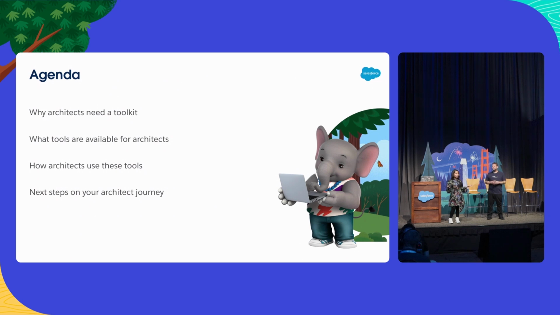And this is what we're going to be doing for the next 20 or so minutes. We're going to start with talking about why it's really important for architects to have a toolkit, so you're not making things up as you go, so you don't feel like you're not sure if you're making the right decision. Then we're going to talk about the tools that are available from our team to make your life as an architect or as an aspiring architect easier. We're going to do a couple of demos to show you how to access and use these tools, and then we'll give you some next steps to continue on your architect journey.